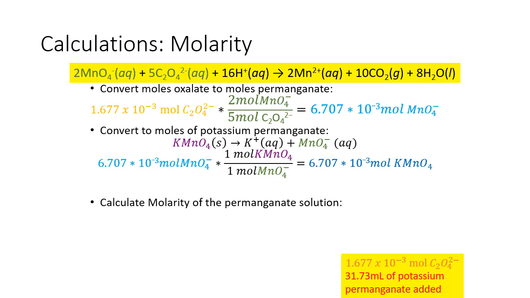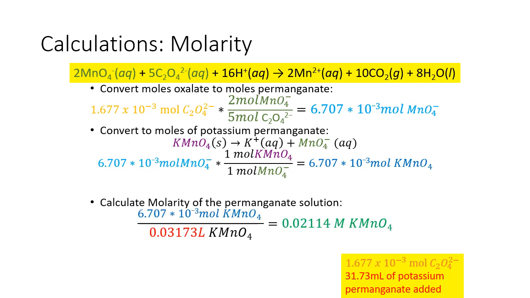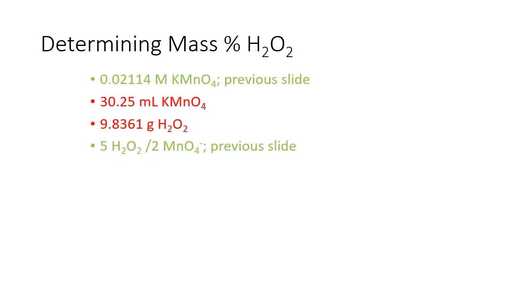So we have 6.707 times 10 to the negative third moles of potassium permanganate, and we used 31.73 milliliters, which we have to convert to liters, and we do, and we get a molarity of 0.02114 molar KMnO4. That is the molarity of our working standard potassium permanganate. Then you did another titration, so let's talk about that other titration.